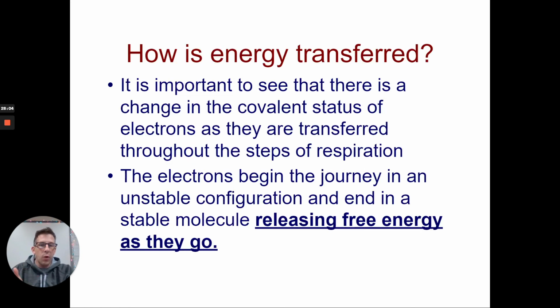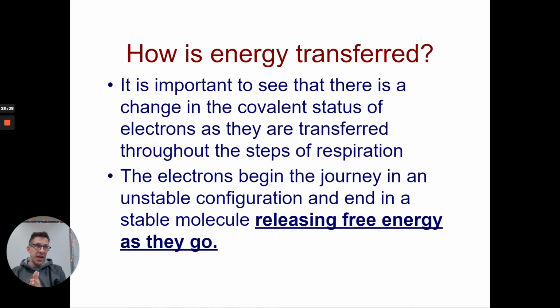Okay? So how is this energy transferred? It kind of goes back to chapter 8 a little bit. It's important to see that there is a change in the covalent status of these electrons as they go from different step to different step in respiration. We need to understand that they move from chemical reaction to chemical reaction to chemical reaction. So effectively we can track these electrons through all of these different little chemical reactions that are found in cell respiration. Okay? And so this is what we would call a metabolic pathway.